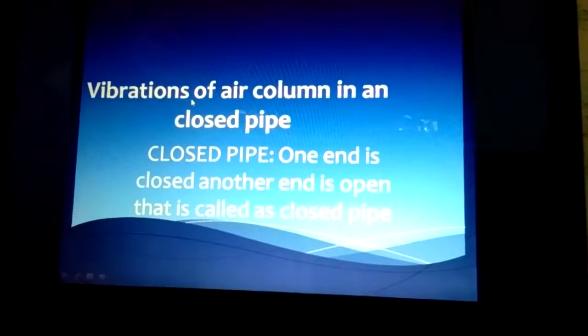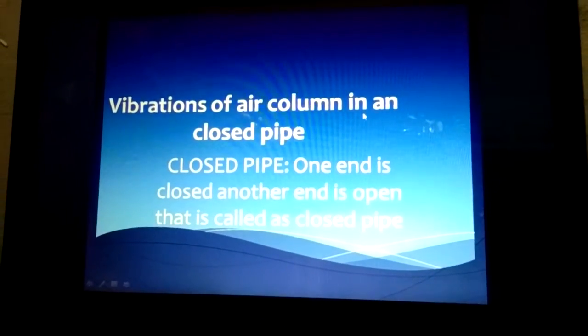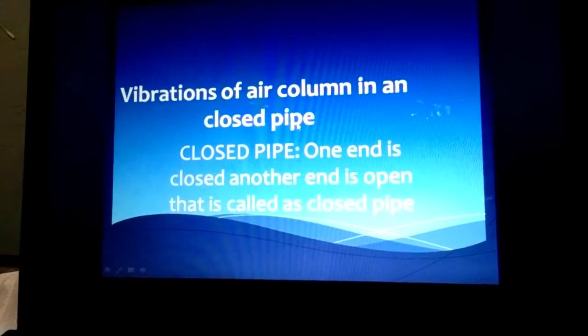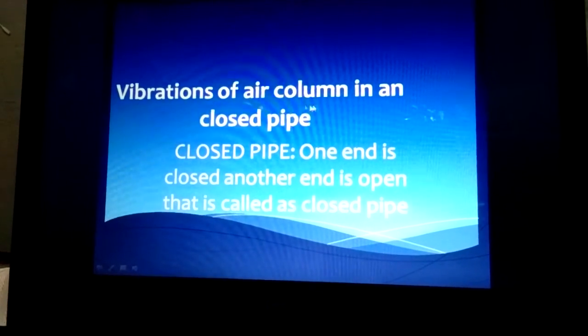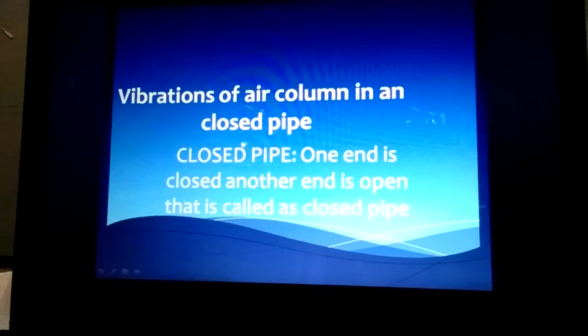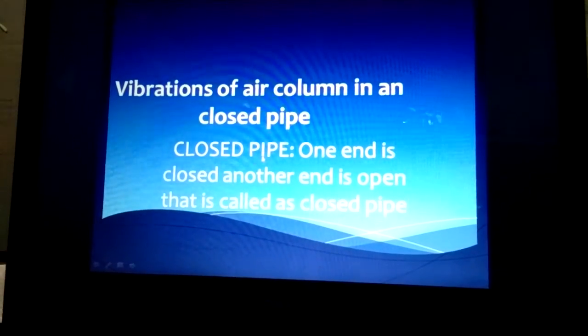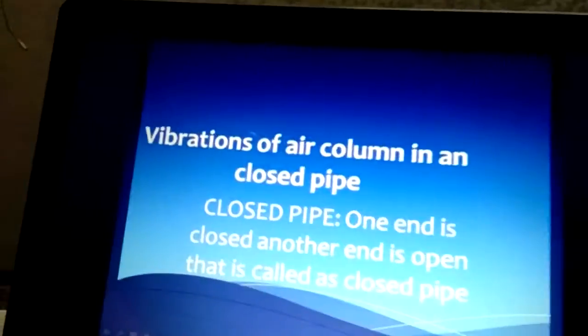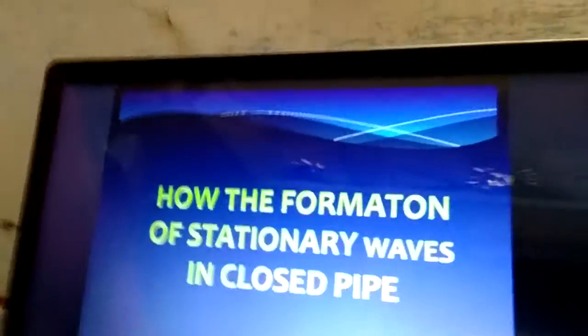Next, vibrations of air column in a closed pipe. So now this is the topic, vibrations of air column in a closed pipe. What is the closed pipe? Closed pipe means one end is closed, another end is open. That is called a closed pipe.